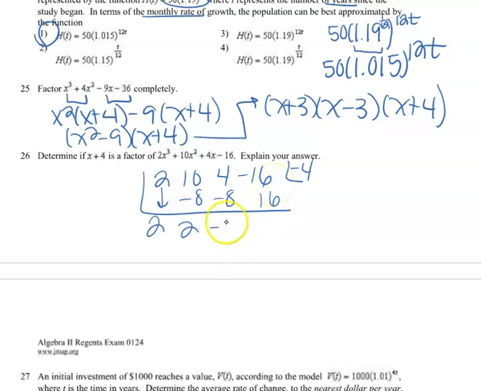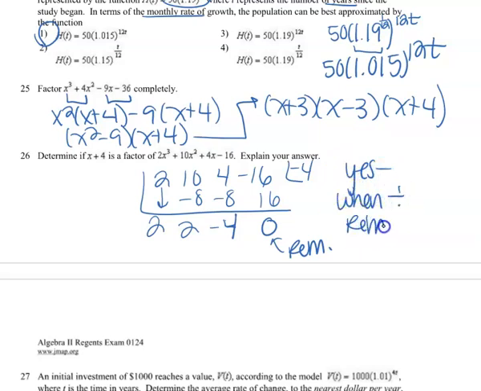Oops, I made a mistake here. This is a -4. There we go. And then this goes to 0. All right, so that 0 is representing the remainder. So is x plus 4 a factor? Yes. When dividing, the remainder equaled 0.